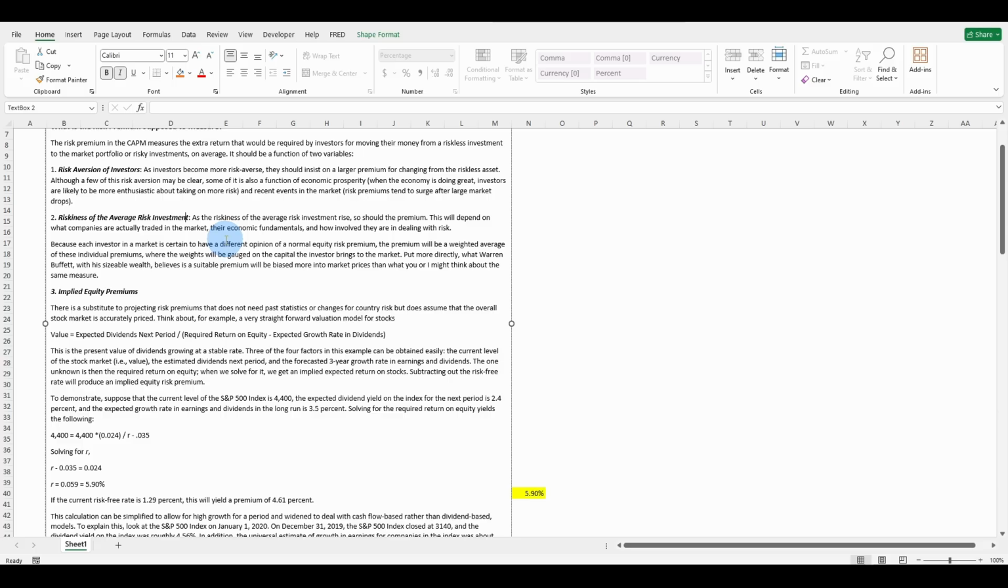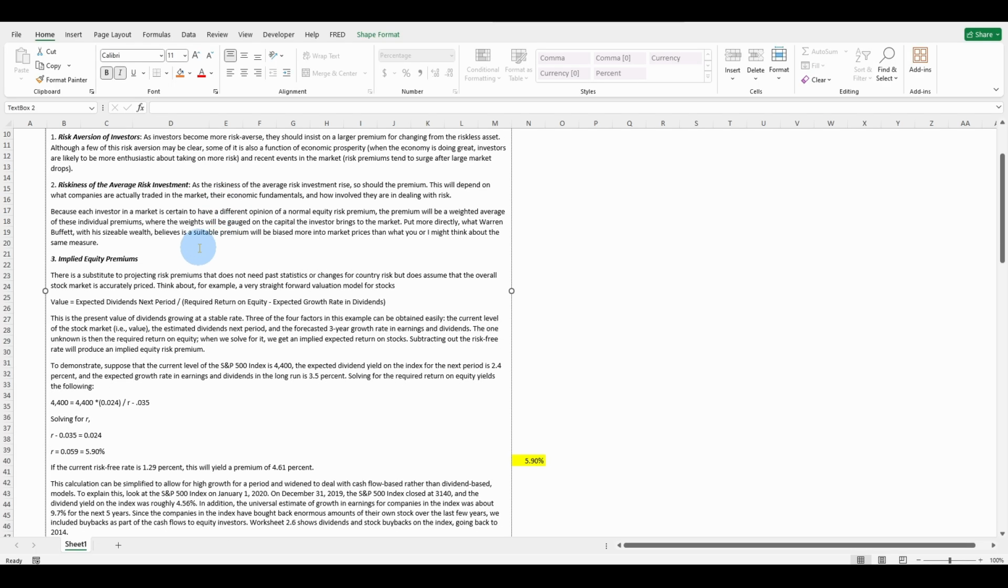This will depend on what companies are actually traded in the market, their economic fundamentals, and how involved they are in dealing with risk. Because each investor in a market is certain to have a different opinion of normal equity risk premiums, the premiums will be a weighted average of these individual premiums, where the weights will be based on the capital the investor brings to the market. What Warren Buffett, with his sizable wealth, believes is a suitable premium will be built more into market prices than what you or I might think about the same measure.